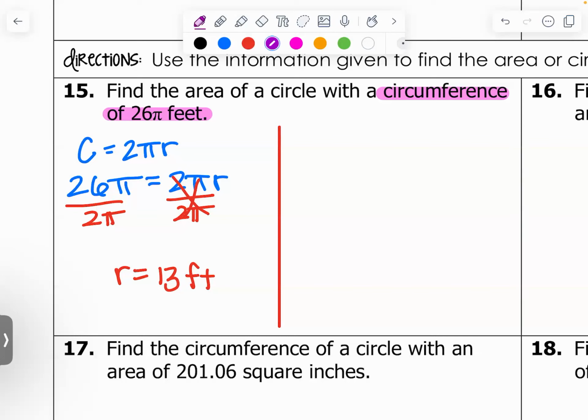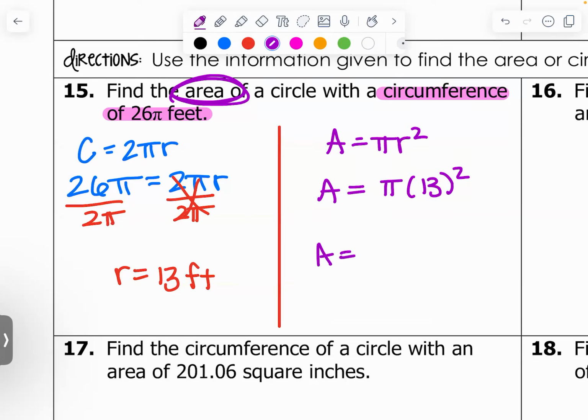But now I want to find the area, and that is pi times radius squared. So now we can use 13 for our radius in our equation for pi r squared. And what does that do? 530.9. Check that for me.